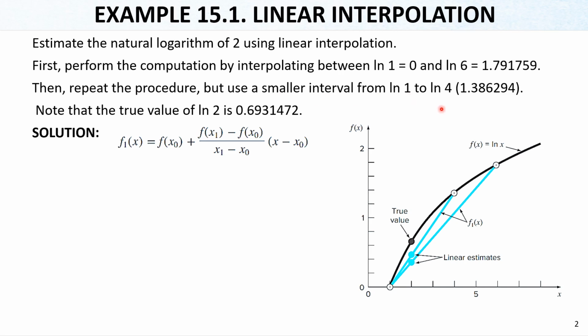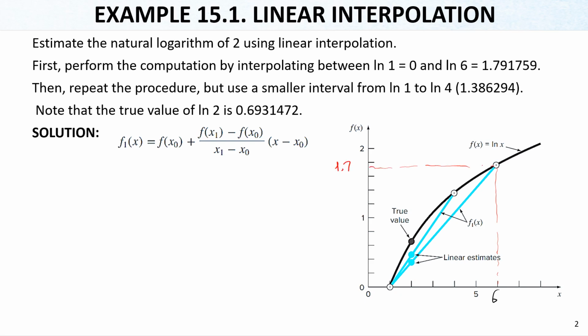Then we will repeat the procedure but use a smaller interval. Instead of 6, we will use 4, which has a function value of 1.38, and again we will find the ln value of 2 from the interpolation. On the right hand side you can see the function. This is the ln function, and for 1 it is 0, for 6 it is around 1.8, and for 4 it is 1.38. But of course we don't know the function behavior, so we will interpolate it using linear interpolation. The first one is from 0 to 6.